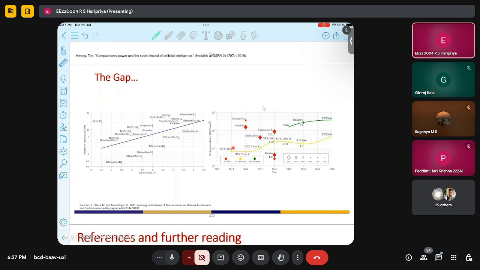To get a linear increase in accuracy, we have an exponential increase in the computation density. And the next is we cannot go on increasing the clock frequency, and the memory access consumes a lot of power.